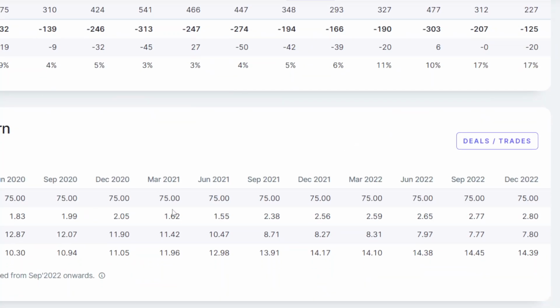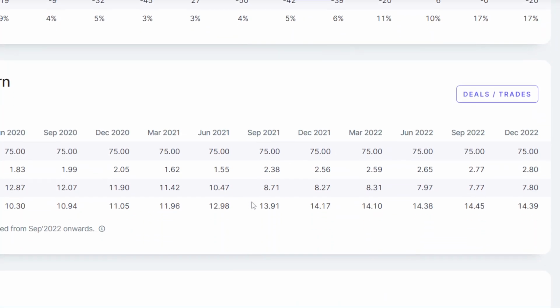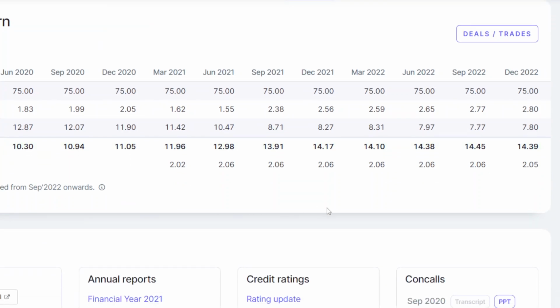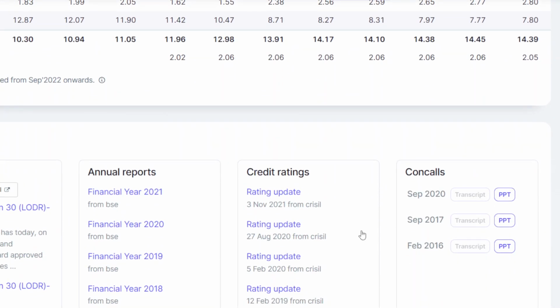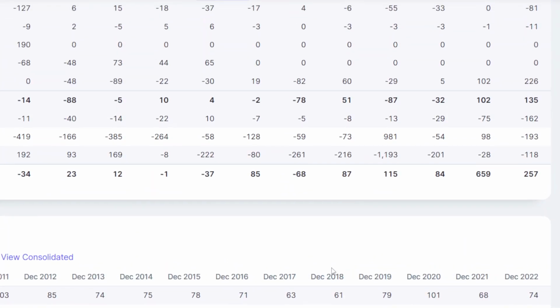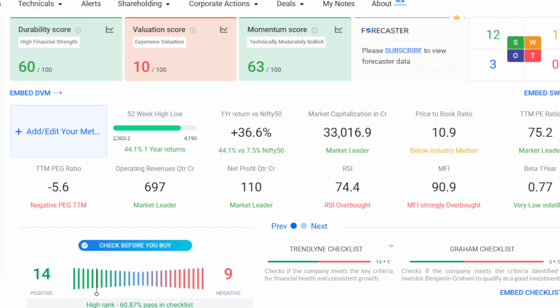Yeah. The promoter stake of 75%, that's again a pretty good number to have. FII is also increasing the stake there. Looking at the public, it's only 14%. This makes the company quite interesting. I understand it's a bit expensive, so we'll also get into some other metrics that even Trendline provides.